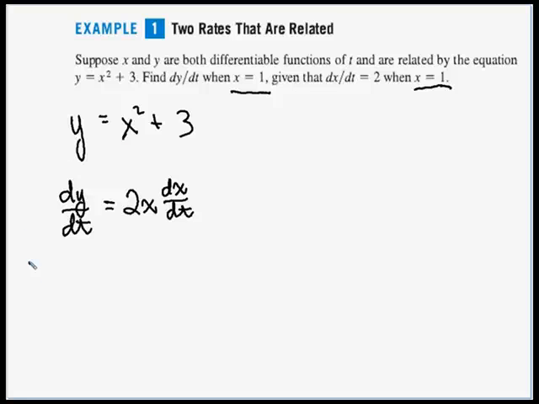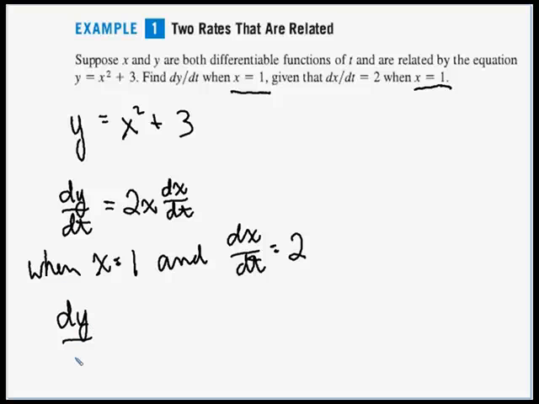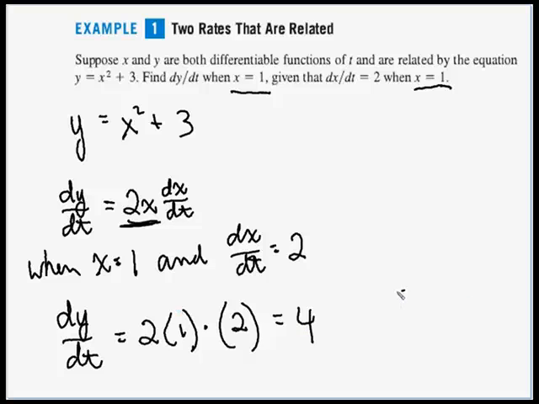And now, we were talking about a snapshot in time. So when x equals 1, and when dx/dt equals 2, those were given up here in the setup of the problem, we just plug those in. dy/dt is what we're looking for. That's equal to 2x, or 2 times 1, times dx/dt, times another 2. So 2 times 1 times 2 is 4. dy/dt is equal to 4 when x is equal to 1.